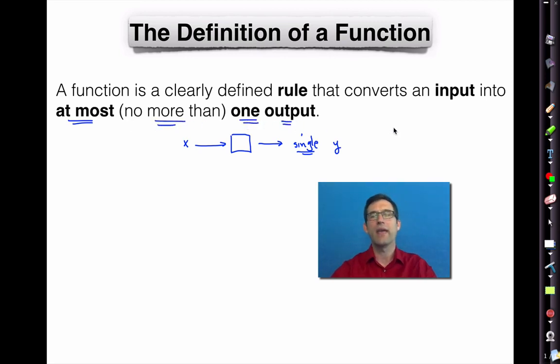The reason that we can't just say it converts an input into one output is that sometimes if you put an input in, you don't get an output out. For instance, if I asked you how many days were in the month of Illinois, you'd have to say that I was crazy, because that input doesn't even make sense, and therefore you can't give me an output. But when there is an output for an input, there can be only one.